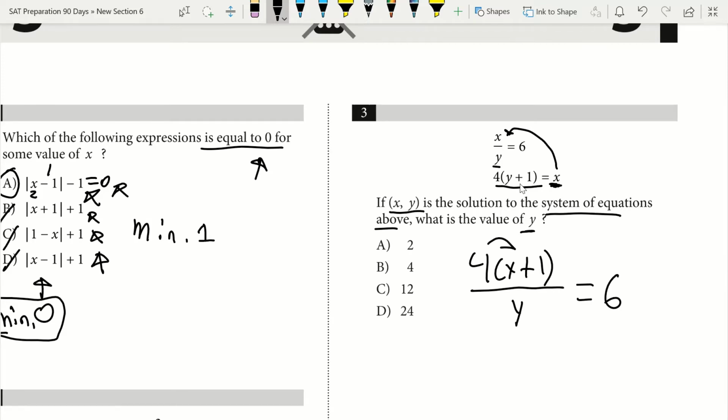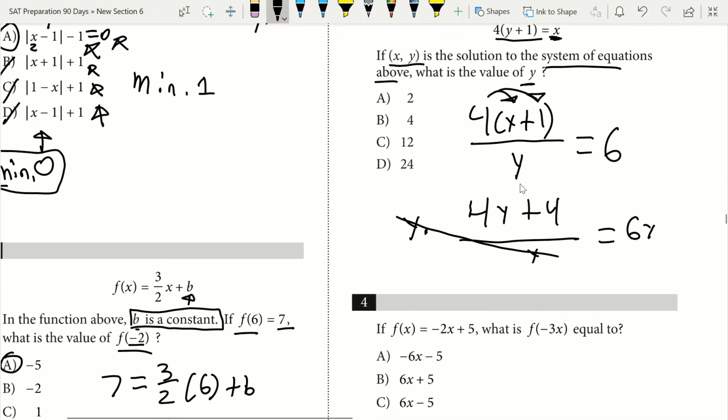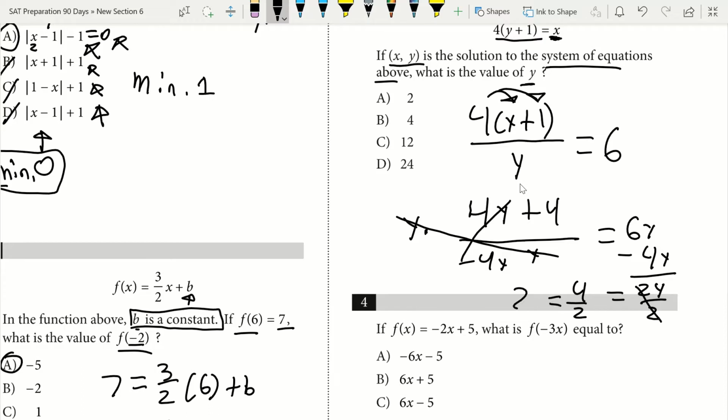Now we're going to distribute our 4 to our y and our 1, so now we're going to have (4y plus 4) over y is equal to 6. Now we got to multiply each side by y. So now we've got 6y equals 4y plus 4. We subtract 4y from each side to get all of our y's on one side, because we have to isolate y. So 6y minus 4y leaves us with 2y is equal to 4. We divide each side by 2, and we get that y is equal to 4 over 2, which is equal to 2.